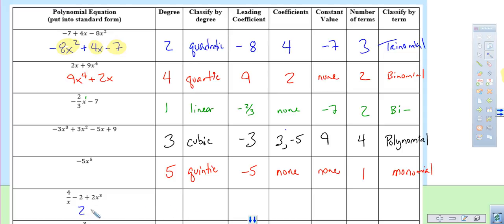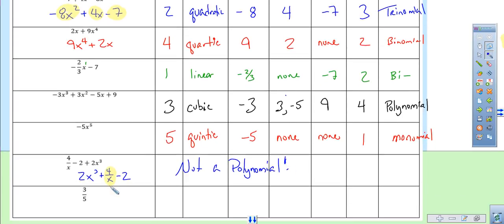Okay, we put it in order, in descending order, so 2x cubed plus 4 over x minus 2, and we stop because this isn't even a polynomial. Because of this guy right here, this wouldn't even be considered a polynomial, so we won't even answer these questions. So, not a polynomial. Because of that rational or reciprocal little piece right there that we've seen in previous situations.